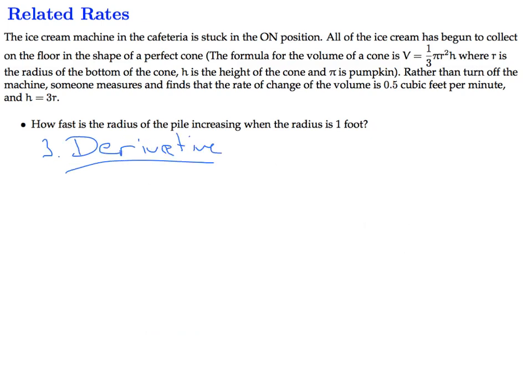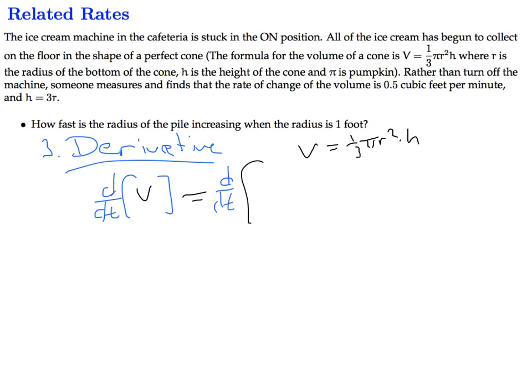Alright, step 3 says we need to take the derivative. So let's write our equation here again just for kicks so we all have it. And now we need to take the derivative. The left hand side is nice and easy, the derivative of V, and this is going to equal the derivative of 1/3 pi r squared times h. The key here is to recognize that we have one function and another function. 1/3 pi r squared is one function, h is another function.